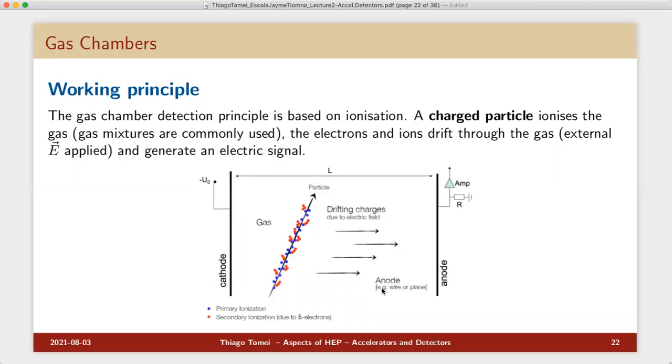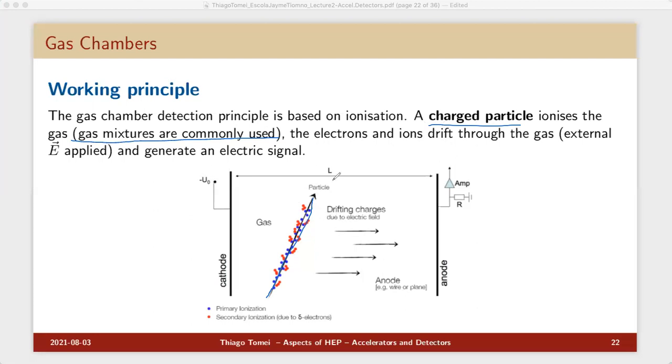Another kind of detector that uses the interactions that we just spoke about are gas chambers. And gas chambers are based on the ionization of a gas. How does this work? You get a charged particle that passes through a gas and interacts with it and ionizes it. It's either a single gas or, more commonly, a gas mixture.